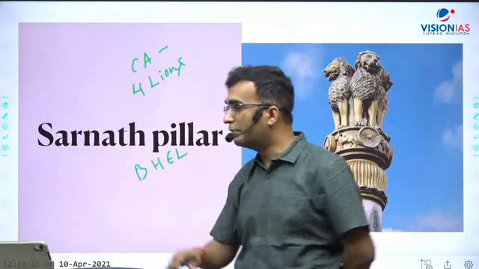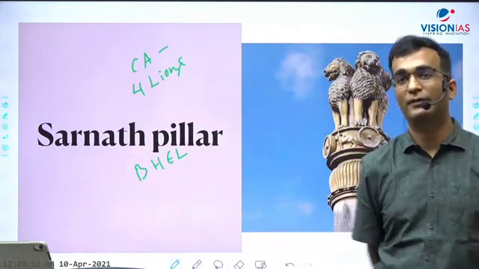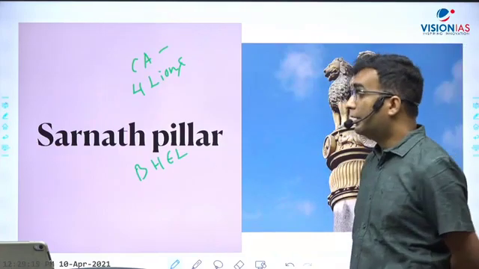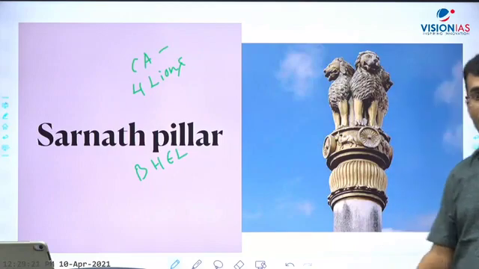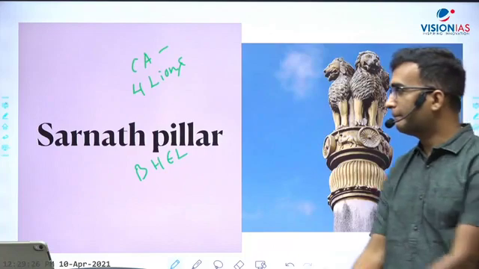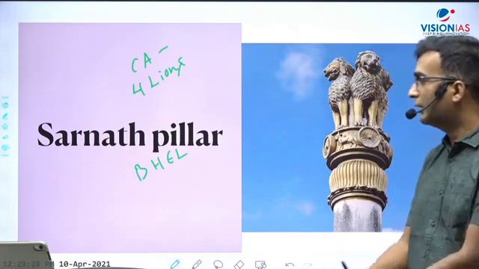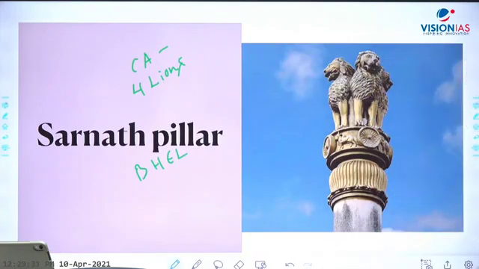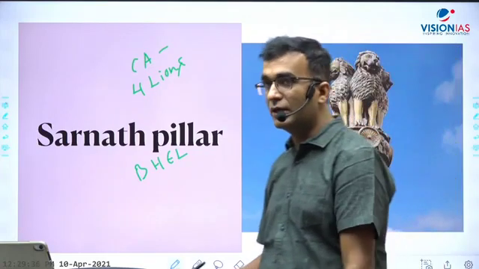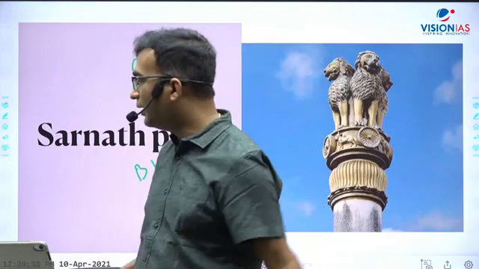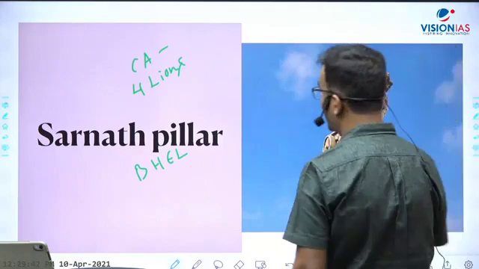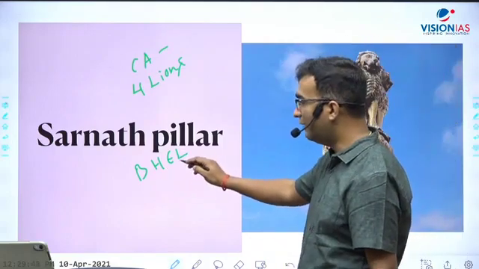Please write this, you mention that in the Sarnath pillar, 4 animals are represented in between the dharma chakras, that is bull, horse, elephant, and lion.